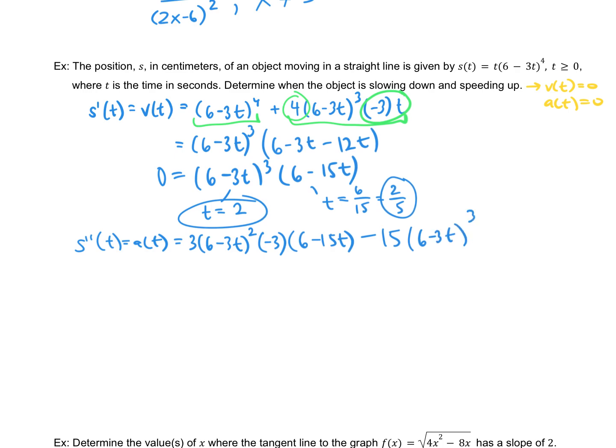Okay, clean up time. Again, I'm going to factor out. I know I'm going to have to set this equal to 0 and solve for t, so I definitely don't want to expand this out.